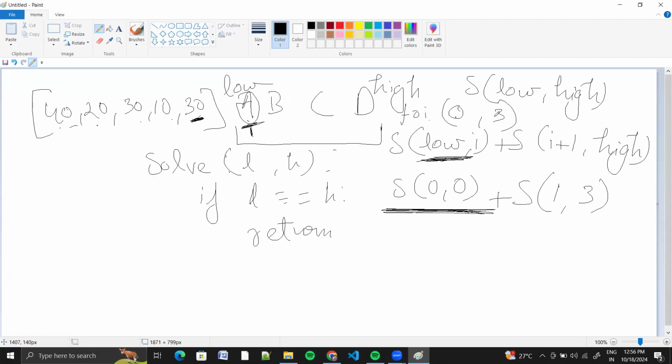Okay, so we'll be passing it 4. So this will become 4. So 0, 0 and 1, 4. That's how we do it. So you basically have to understand the concept.